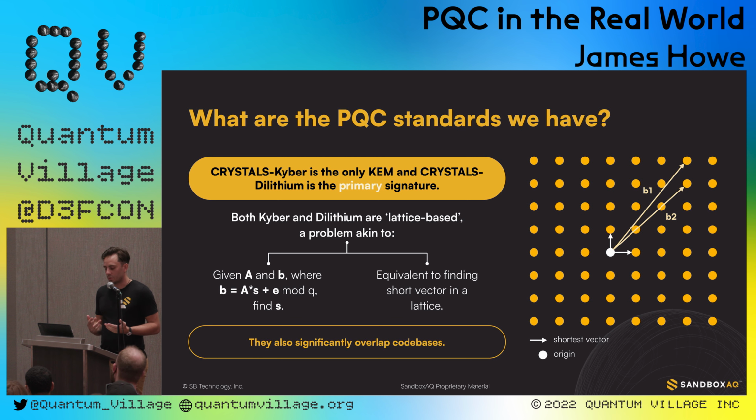Lattice-based cryptography is akin to a problem where if I give you a matrix A and a vector B, where B equals A times S plus some noise vector, find S. This is a very difficult problem. It is a problem that quantum computers find difficult, as well as classical computers. And it's equivalent to finding a short vector in a lattice.